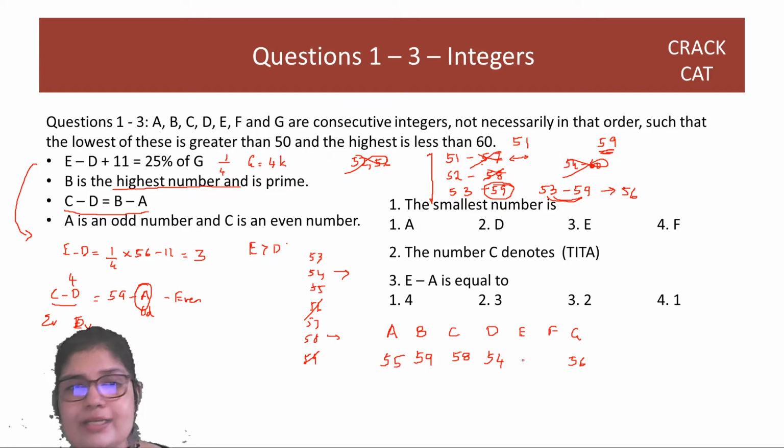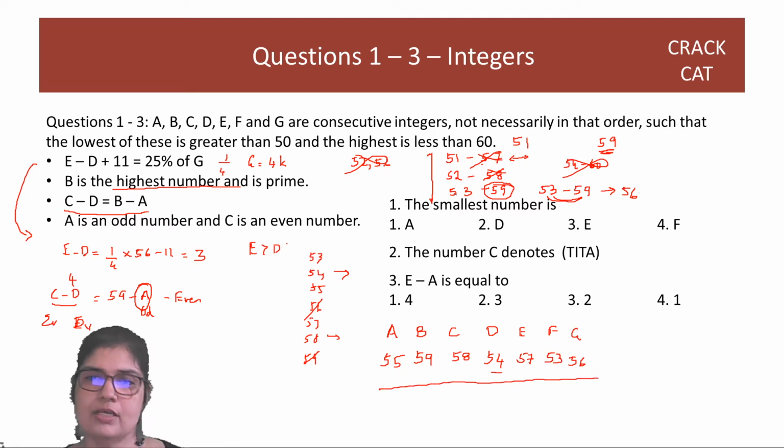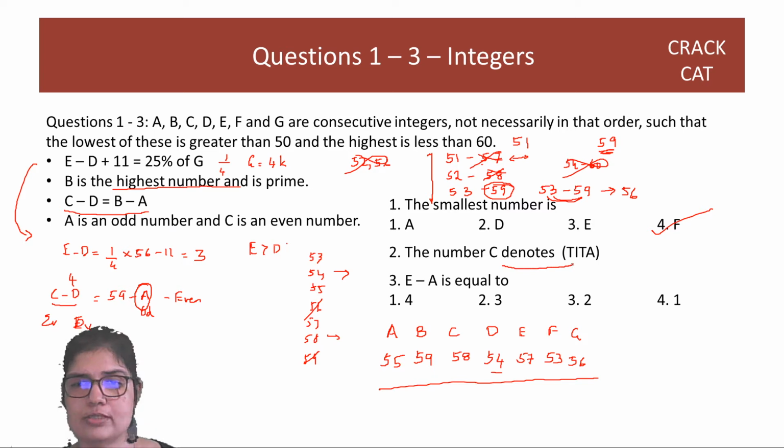E I know is D plus 3. So D I found out to be 54. So E is 57, and that leaves only one number for F, 53. We have got all the 7 numbers. Now we can look at questions. So the smallest number is F. The number C denotes 58, and E minus A is equal to 2.